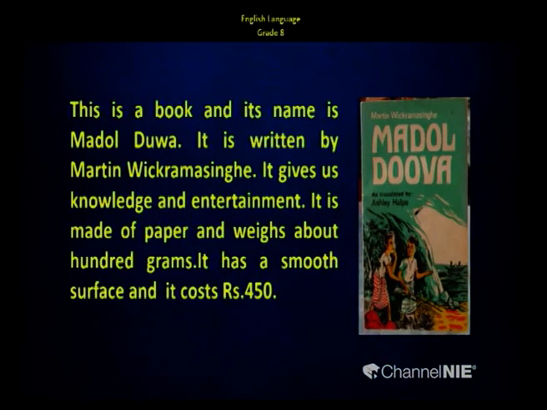You are going to write the description now about Madolduva, about this book that you see on the screen. How do you write it? This is the way you write it. This is a book and its name is Madolduva. It is written by Martin Wickramasinghe. It gives us knowledge and entertainment. It is made of paper and weighs about 100 grams. It has a smooth surface and it costs 450 rupees.